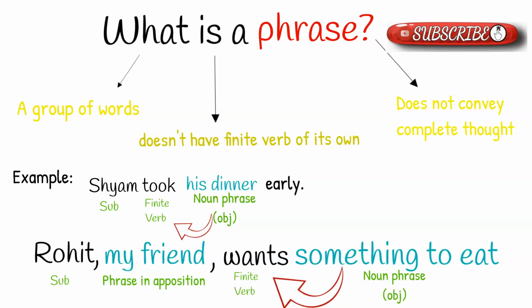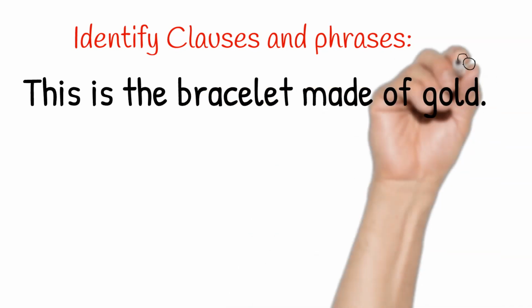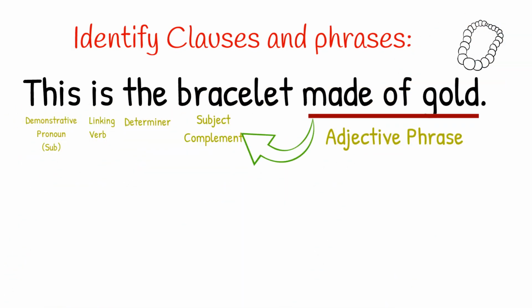Remember, a subject or an object must be either a noun or a pronoun. If any phrase acts as a noun, then it will be called noun phrase or nominal phrase, and if a clause acts as a noun, then it will be called noun clause or nominal clause. Identify clauses and phrases. Let's discuss.